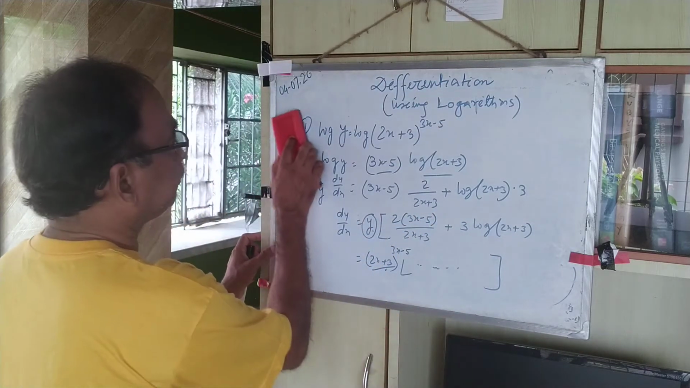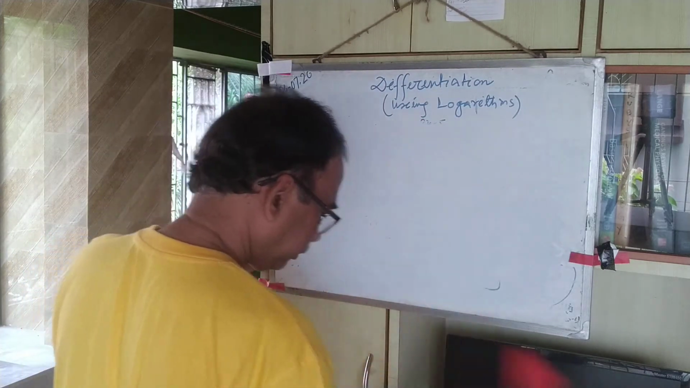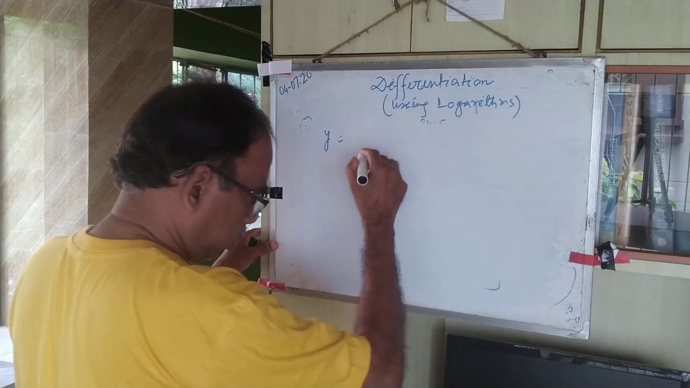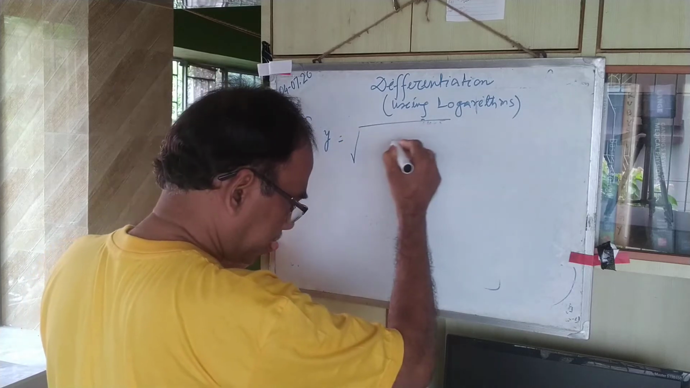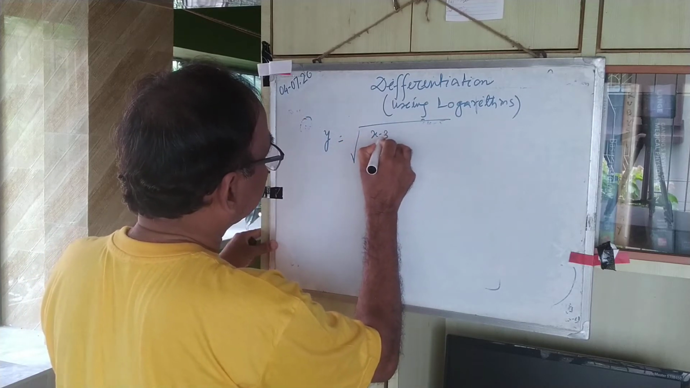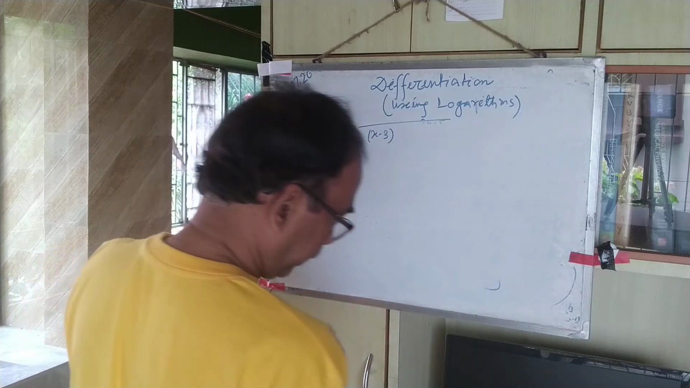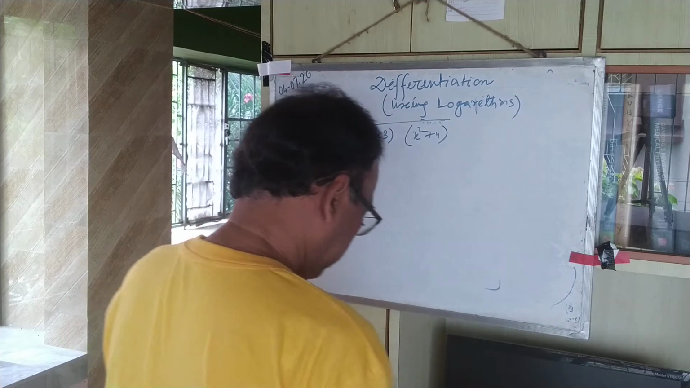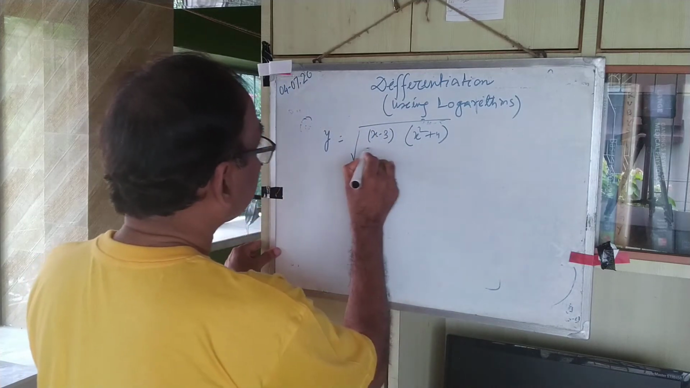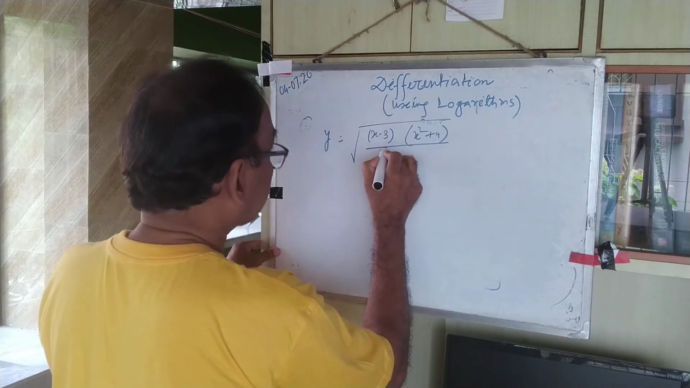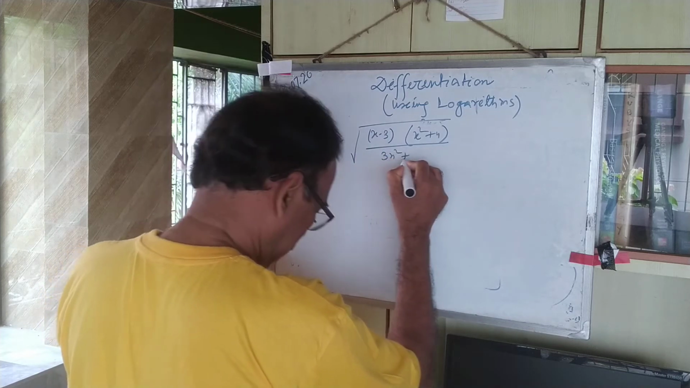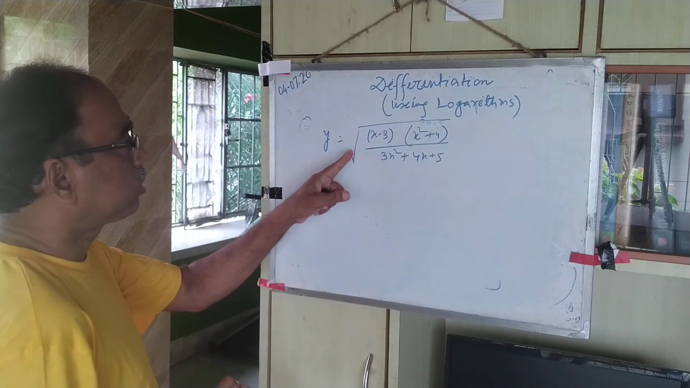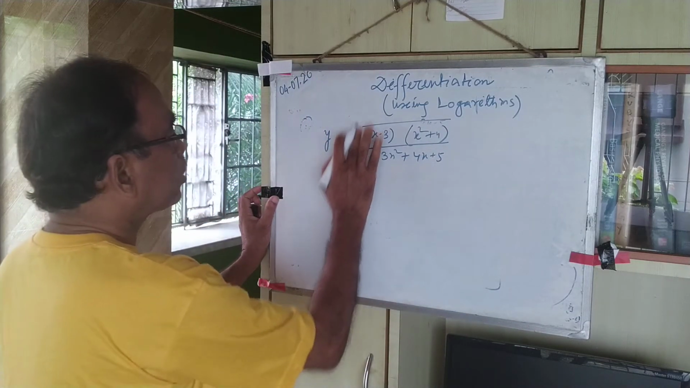Sum number 2. In this sum, we have y equals the square root of (x minus 3)(x square plus 4) over (3x square plus 4x plus 5). The square root means the power should be half.